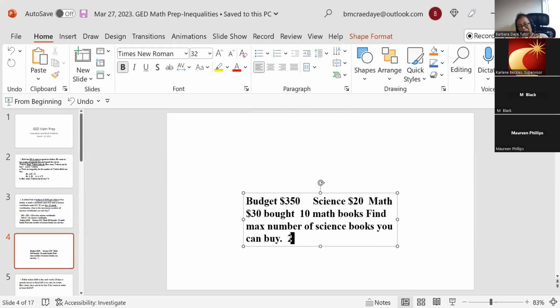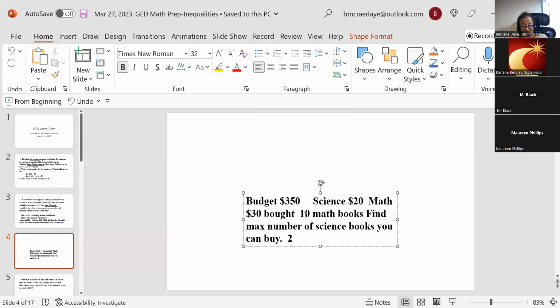What I did, I put the science book money in the wrong place and the math book money in the wrong place. You got to be careful with the word problems, right? I gave you nice numbers here because the budget is 350. The only thing is that my answer, if it was that way, would be still correct. But I just put the numbers in the wrong place.